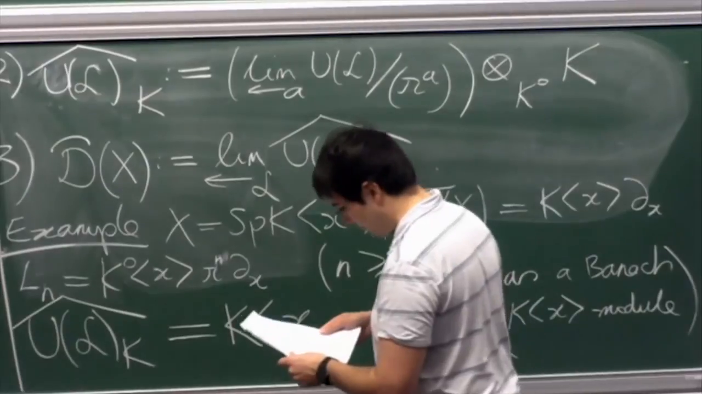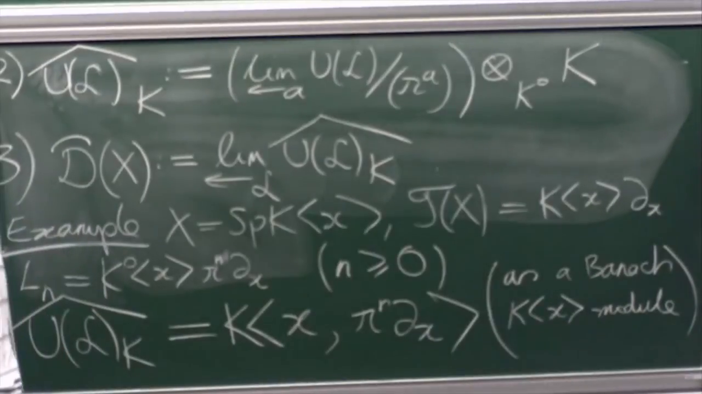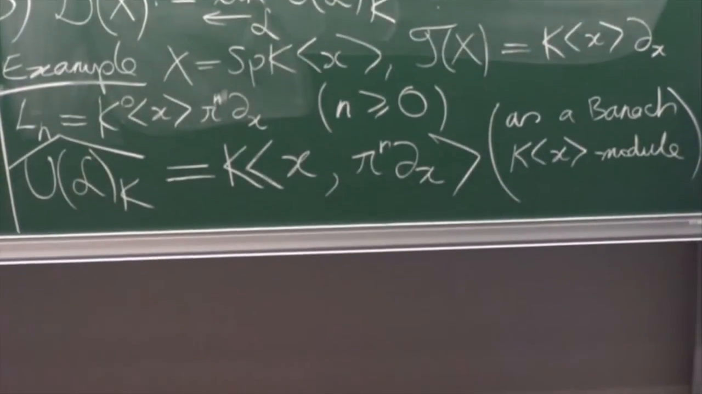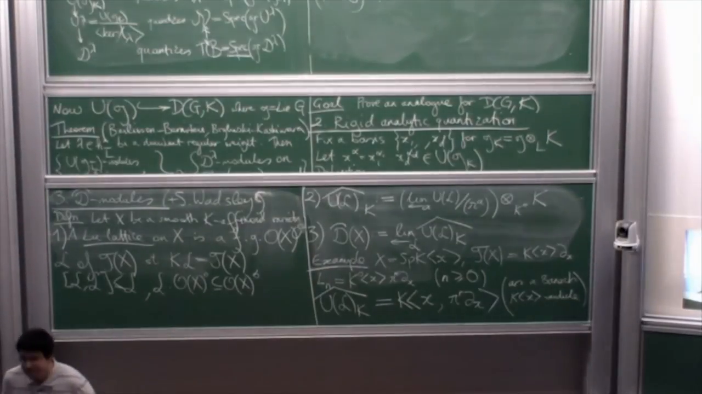Oh, you have fixed n. Fixed n. So it is non-commutative. You say that it is isomorphic as a module to the commutative guy. Okay, this is what you said. Yes. Okay.